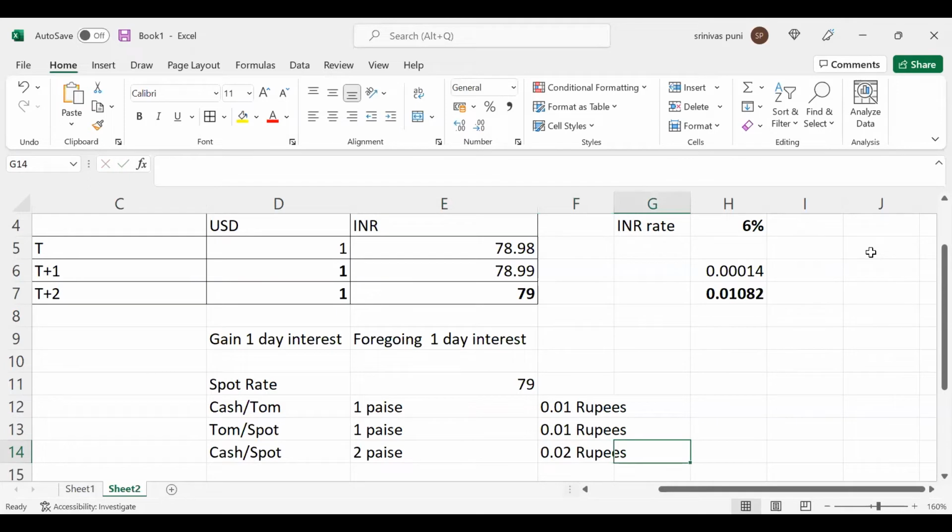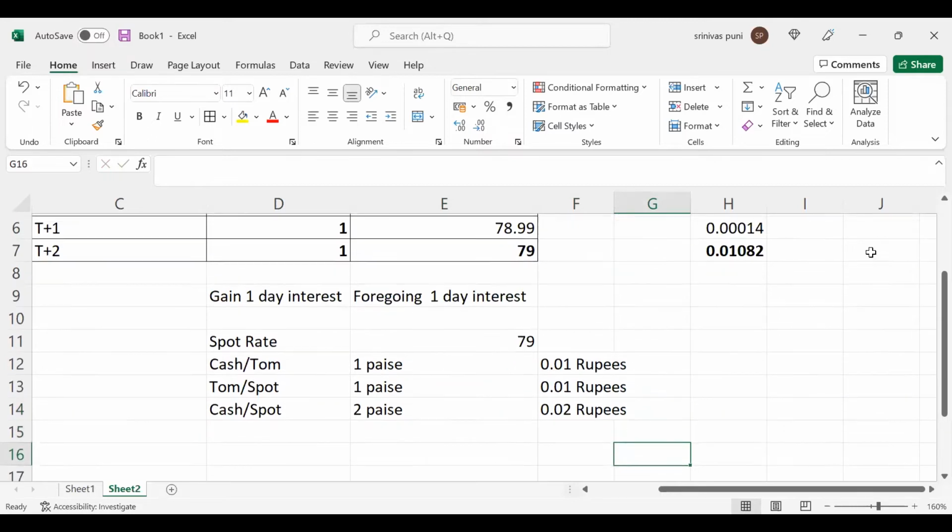So if you want to buy dollars today or sell dollars today, the difference here is 79 minus 2 paisa. That is what is quoted in the market. It's called cash spot. Now, there are some small intricacies you have to be aware of.